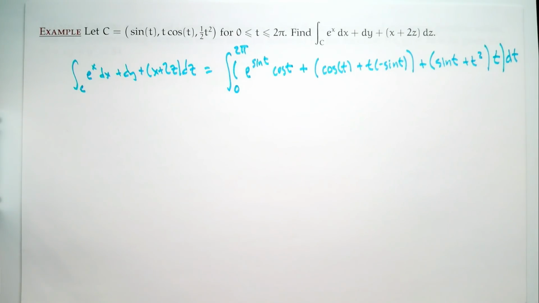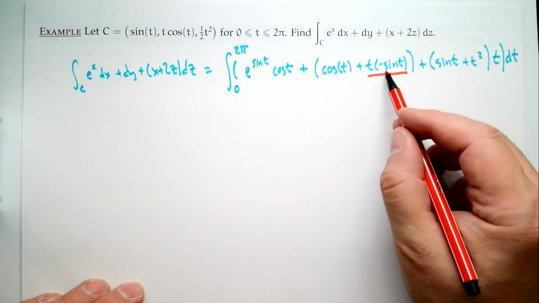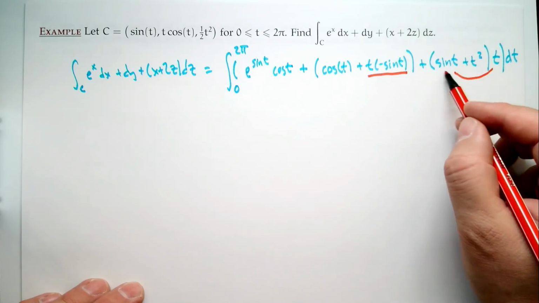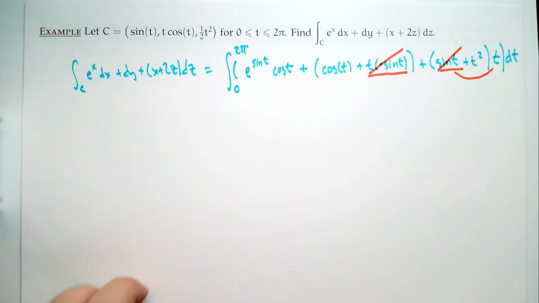Now the thing is just do it. Once you have it set up, it's just a matter of doing it. But if they're nice, you'll have something happen. So for instance, you'll see here there's a minus t sine t. When you distribute this in, you'll have a plus t sine t, which means you actually get a little bit of cancellation. So your life gets a little bit simpler.